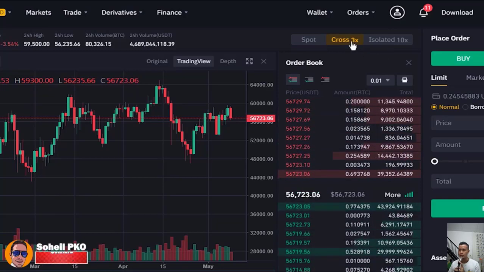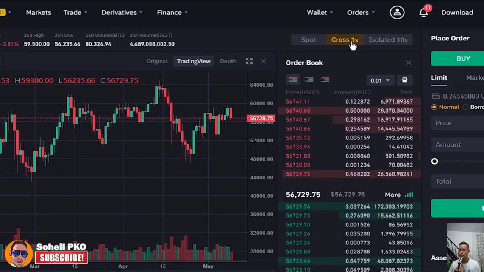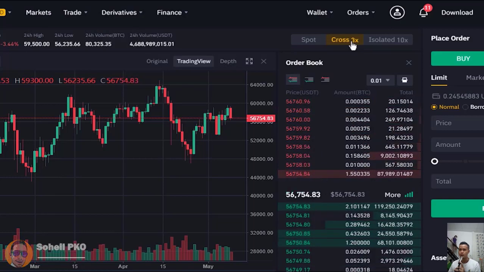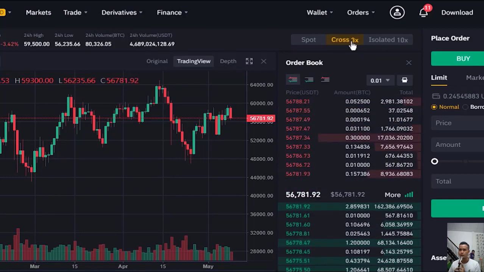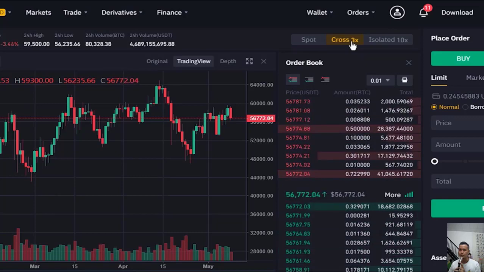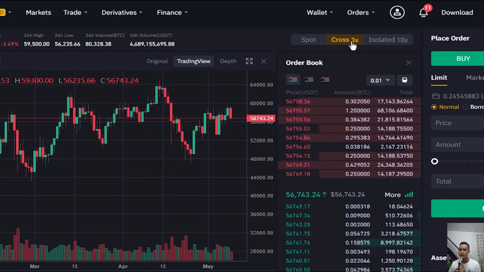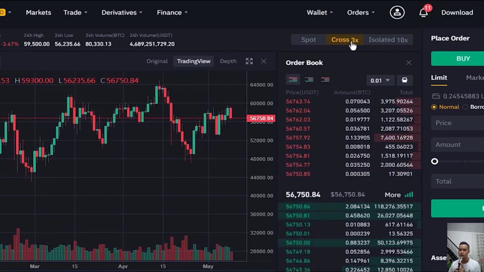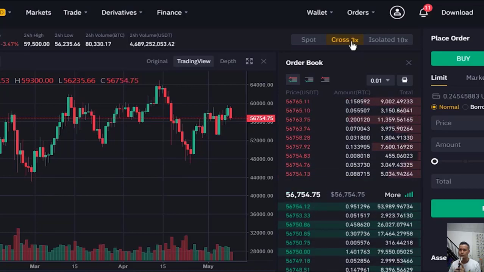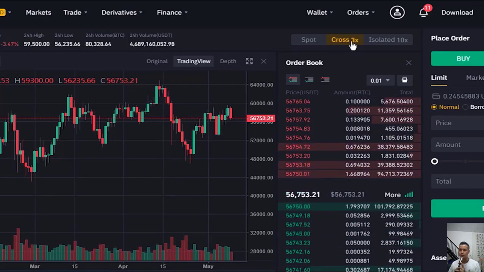In cross margin mode, you have one margin balance, and the entire margin balance is shared for all your open positions. So in this mode, one position that is in profit can help another position that is near liquidation. In cross margin mode, you actually average the risk on all positions.